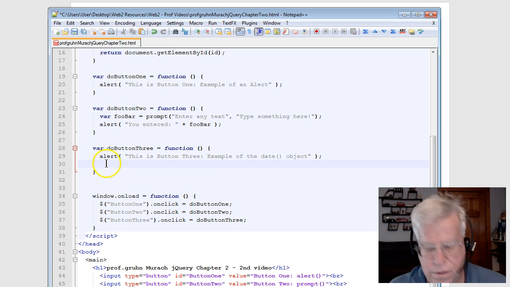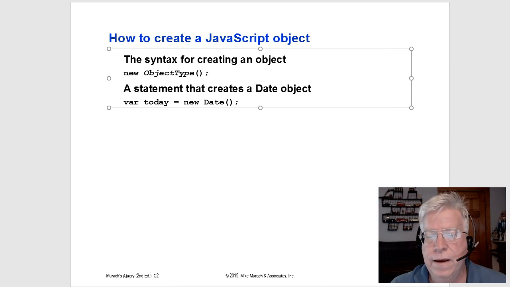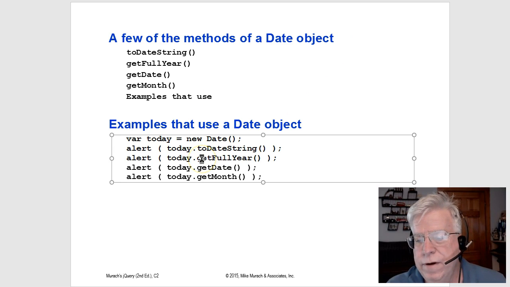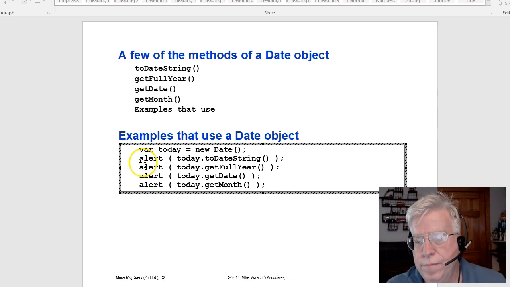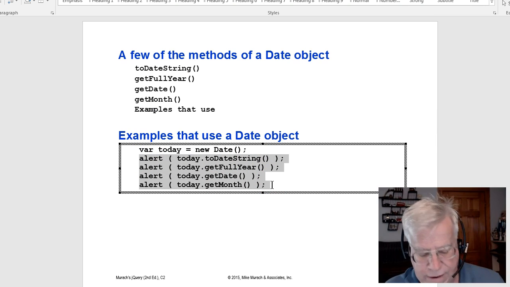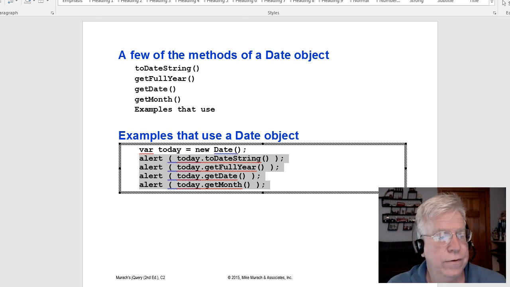And we're basically creating a new date object. Now the next page explains various methods that can be applied to the date object. I could have grabbed the whole thing, but I'm going to grab all of these methods that are applied to the date object, the alerts.